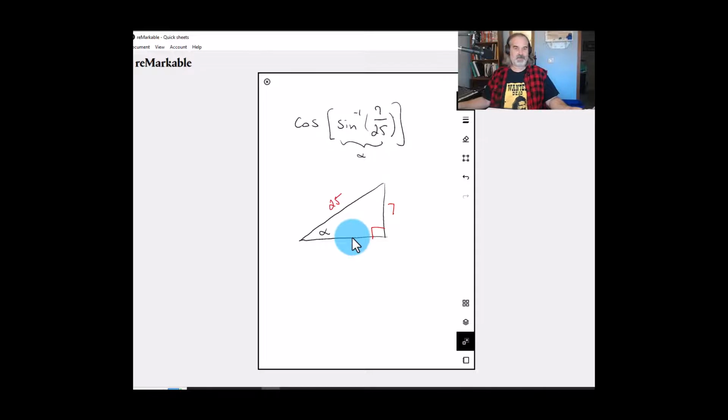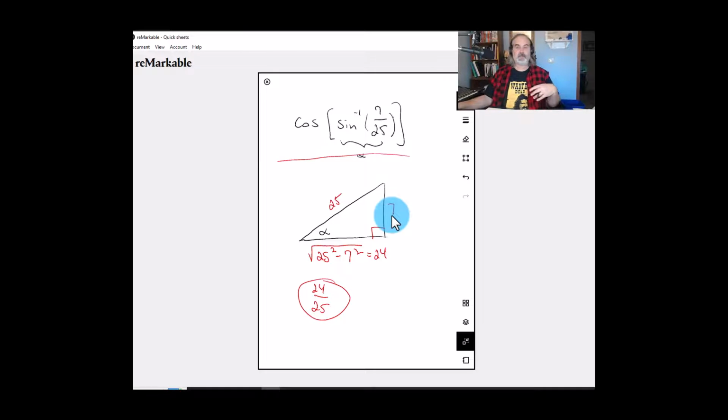If we know two sides of a right triangle, we can certainly find the other one by the Pythagorean theorem. So this lower edge has a length of, Pythagorean theorem says, square root of 25 squared minus 7 squared, which turns out to be 24. Okay, and this whole blob is saying, what is the cosine of the angle whose sine is 7/25? Now we know that cosine. It's 24/25. We could also give the tangent. It would be 7/24. We could give the secant. It would be 25/24, etc., etc.